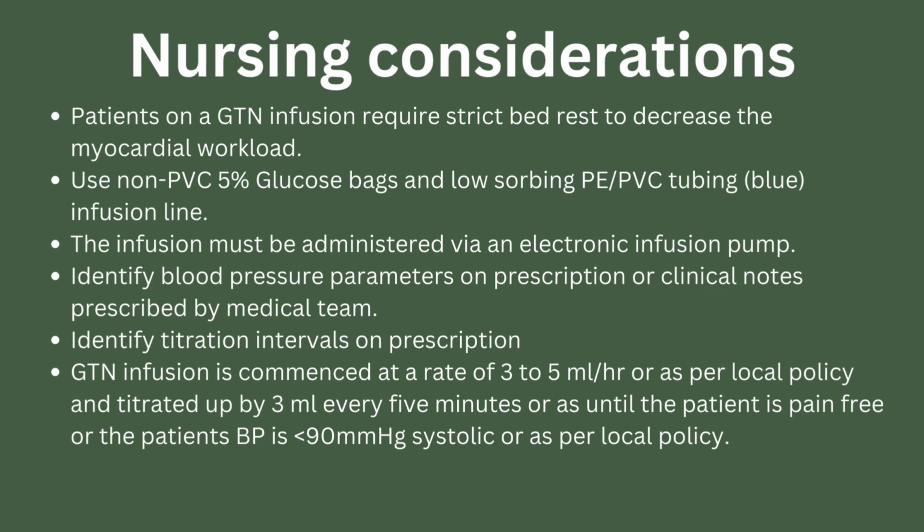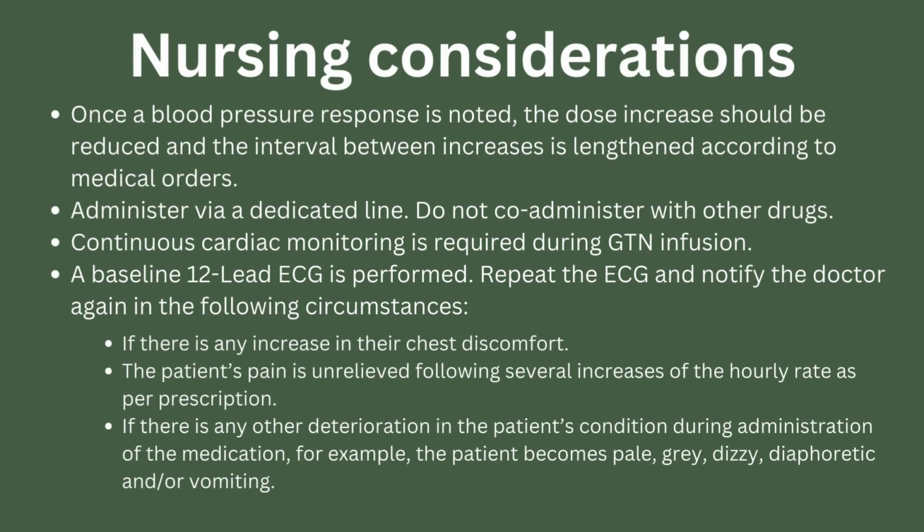GTN infusion is commenced at a rate of 3 to 5 ml per hour, or as per local policy, and titrated up by 3 ml every 5 minutes, or until the patient is pain-free, or the patient's blood pressure is less than 90 mmHg systolic, or as per local policy. Once a blood pressure response is noted, the dose increase should be reduced, and the interval between increases is lengthened according to medical orders. Administer via a dedicated line. Do not co-administer with other drugs.